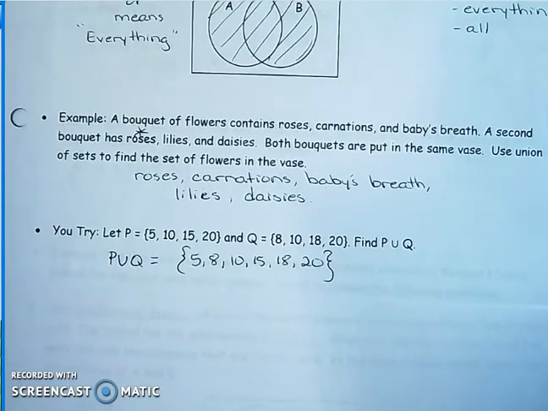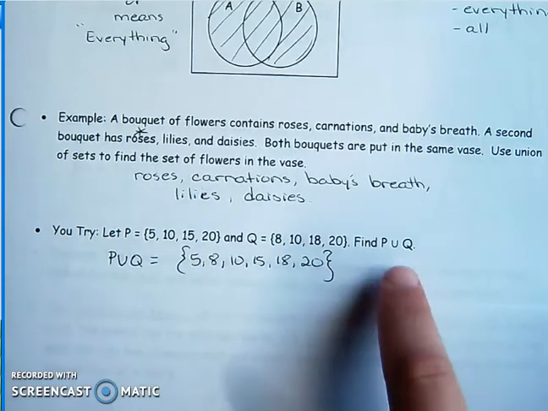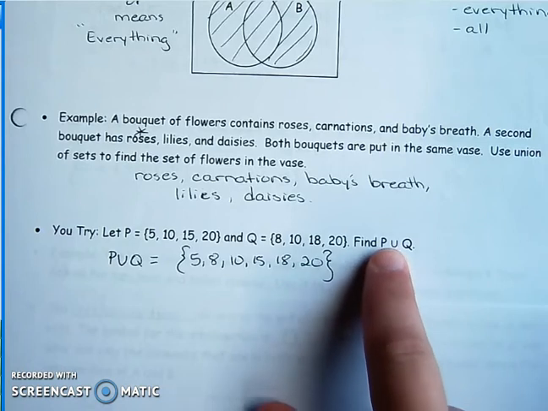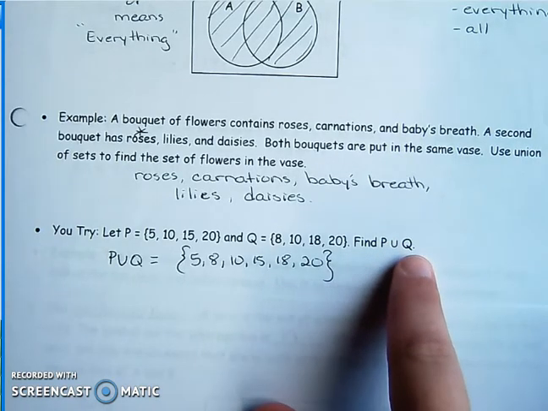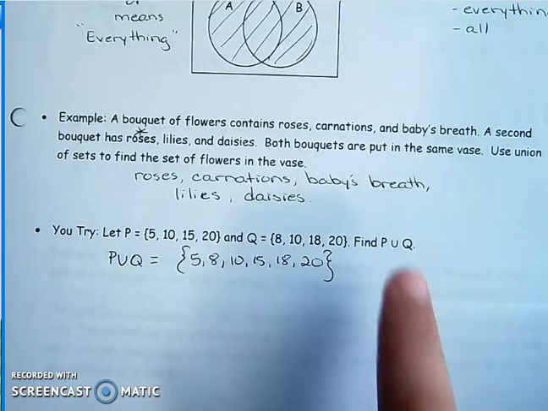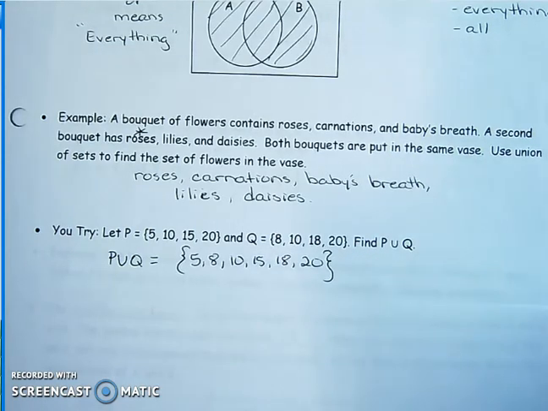In the U-try, you have P being the numbers 5, 10, 15, and 20, and Q being 8, 10, 18, and 20. You want to find the union, so you see the symbols being used. This is how problems will be asked of you. P union Q, or P or Q, is what you should think of. In that case, it's all the numbers in P and all the numbers in Q. So it's 5, 8, 10, 15, 18, and 20. And yes, typically we put them in numerical order in this case.